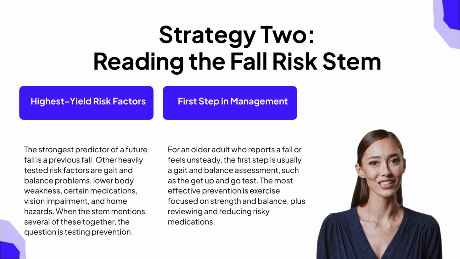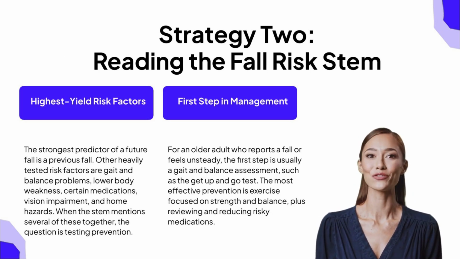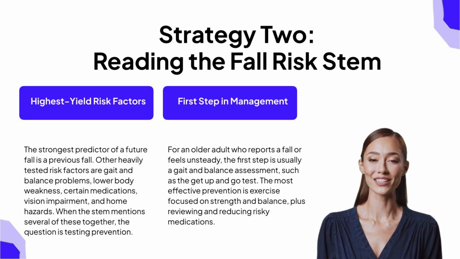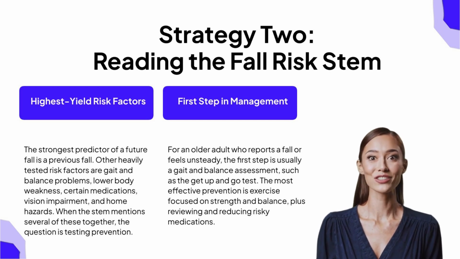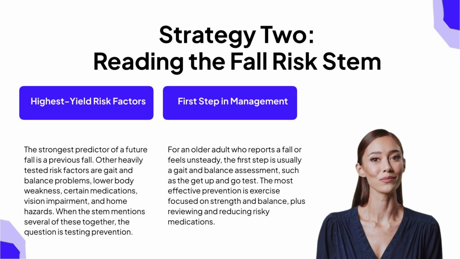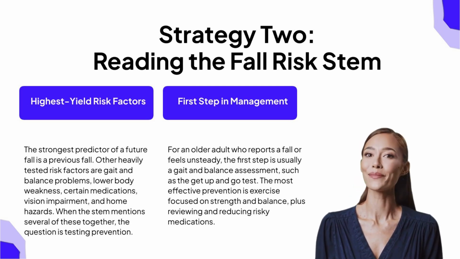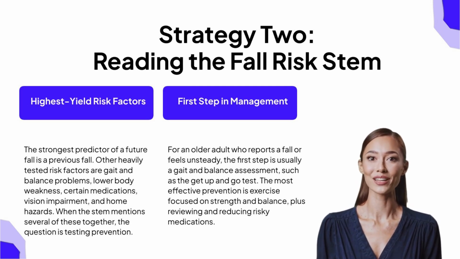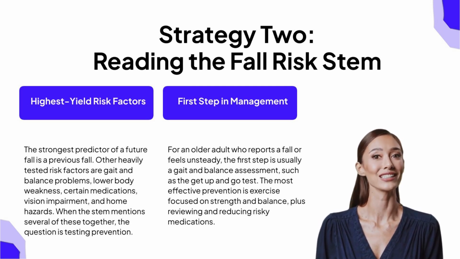Strategy 2 is reading the fall risk stem correctly, because falls are one of the most heavily tested topics in geriatric ambulatory care. The single most important thing to remember is that the strongest predictor of a future fall is a previous fall. So when a stem opens with a patient who has fallen before, your radar should go up immediately. Other high-yield risk factors that the boards pile into these stems are gait and balance problems, lower body weakness, certain medications, vision impairment, and home hazards. When you see several of these together, the question is testing prevention.